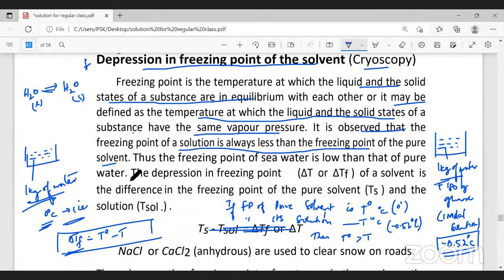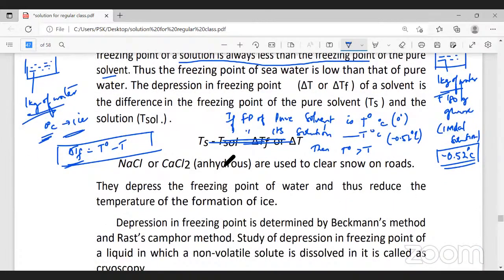So I gave a clear example here. I've taken 1 kg of water for a reason I will tell you later. So 1 kg of water freezes at 0 degrees Celsius. 1 kg of a solution freezes at minus 0.52 degrees Celsius. There is a decrease in the freezing point of a solution.